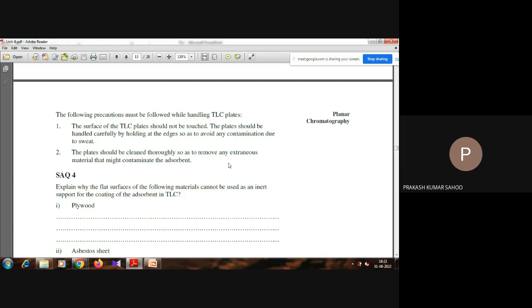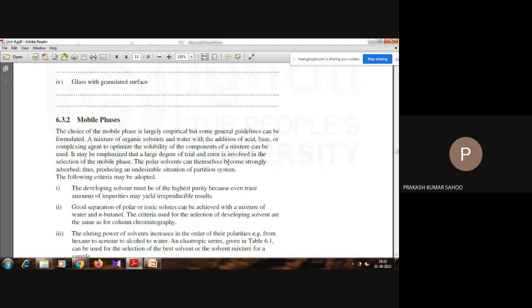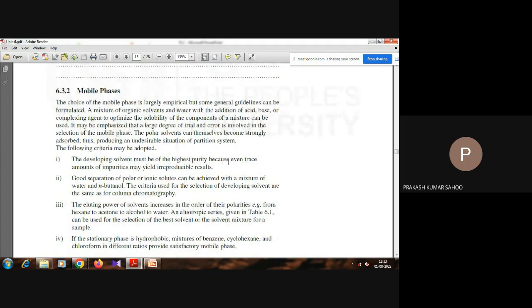So it is very much a careful procedure to prepare the stationary phase. Your sweat must not be in contact with the plate, so that there will be no contamination due to your sweat. The plate should be cleaned thoroughly so as to remove any extraneous material that might contaminate the adsorbent. So these are the precautionary things we have to maintain. And this is the preparation of your stationary phase, followed by the mobile phase.